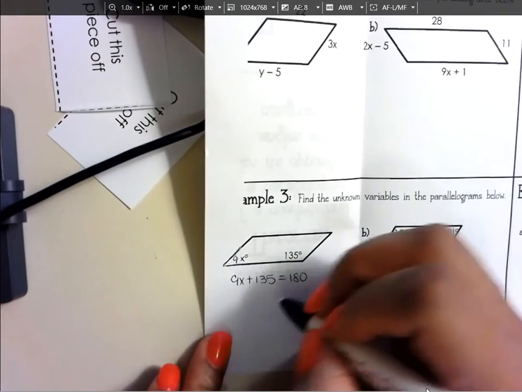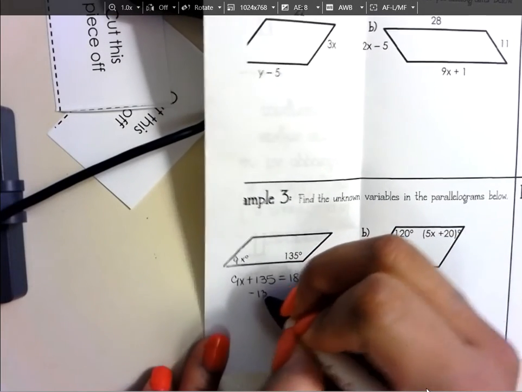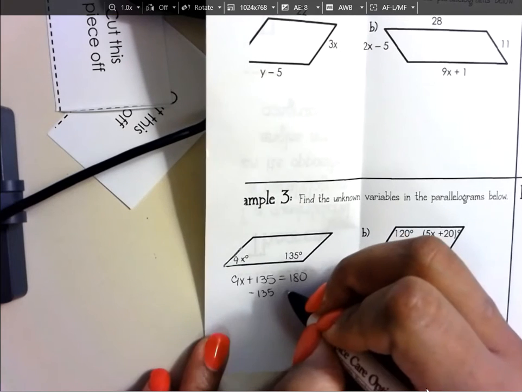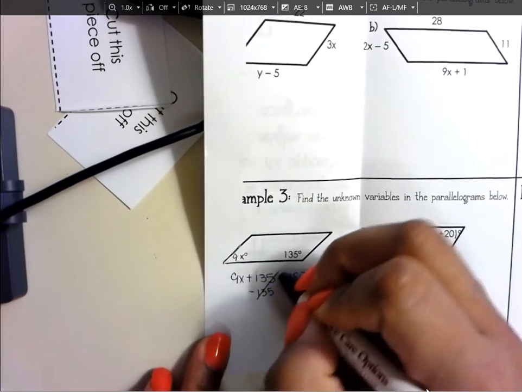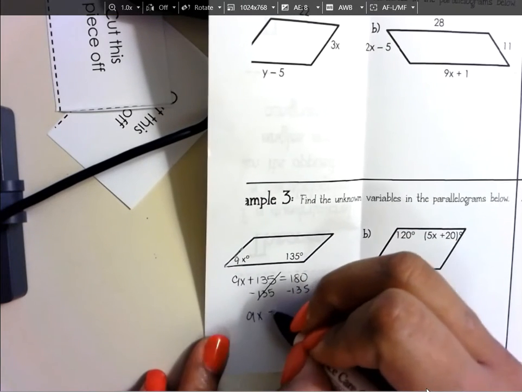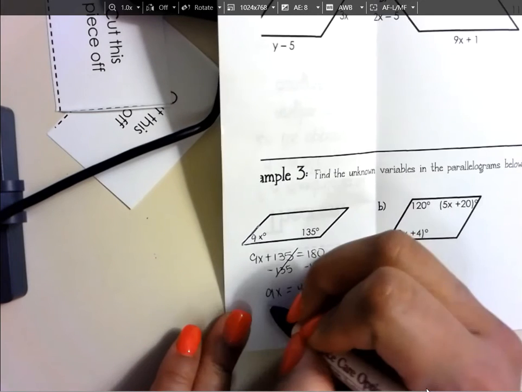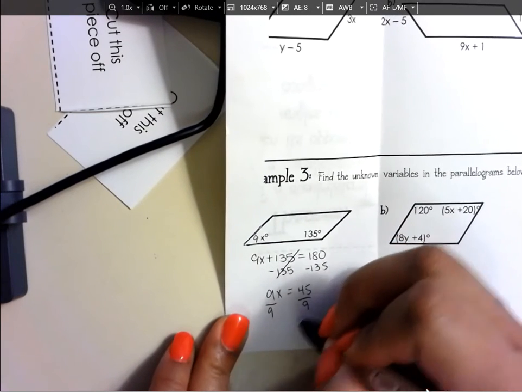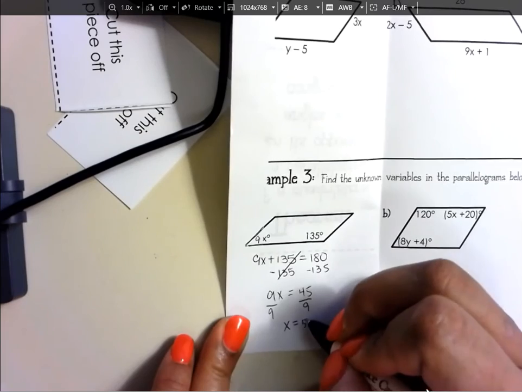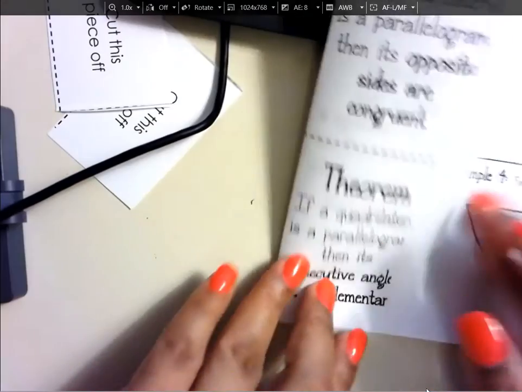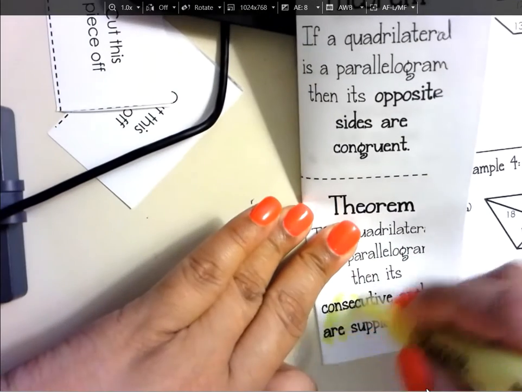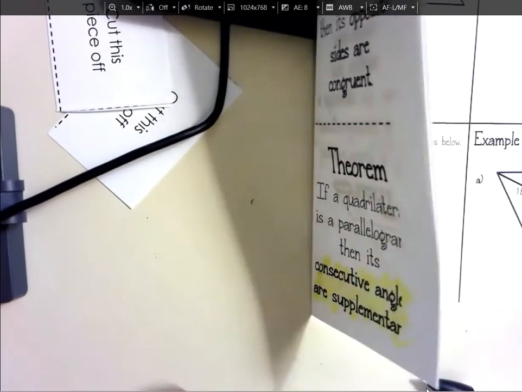At this point, we're going to subtract 135. So now you have 9x equals 45. Dividing both sides by 9 gives you that x equals 5. Alright, so the theorem that we're on is that consecutive angles are supplementary.